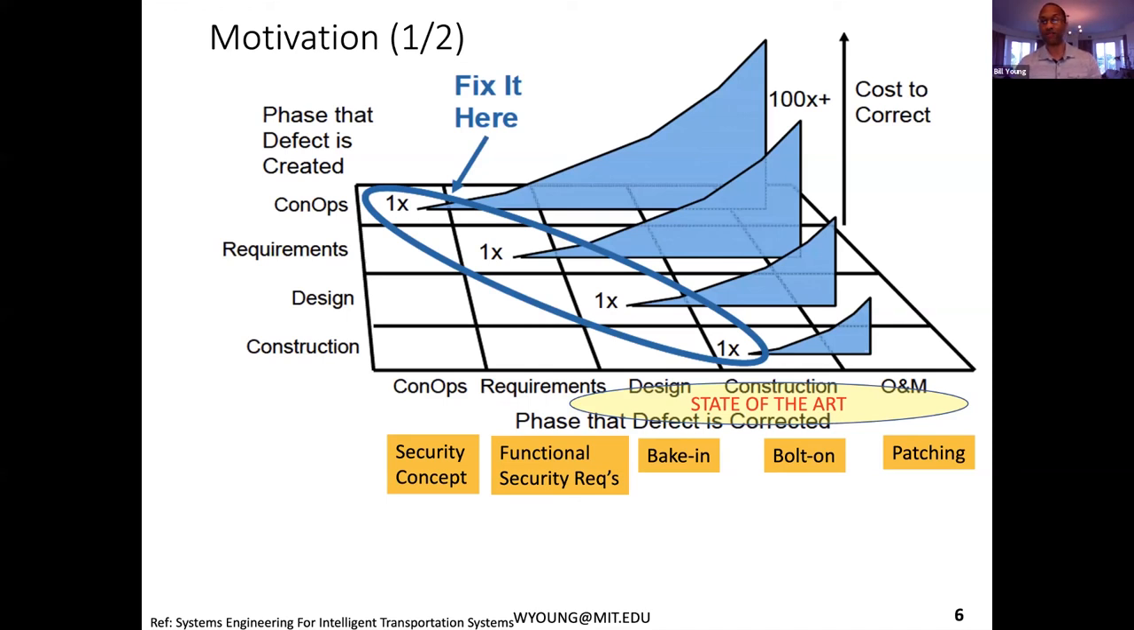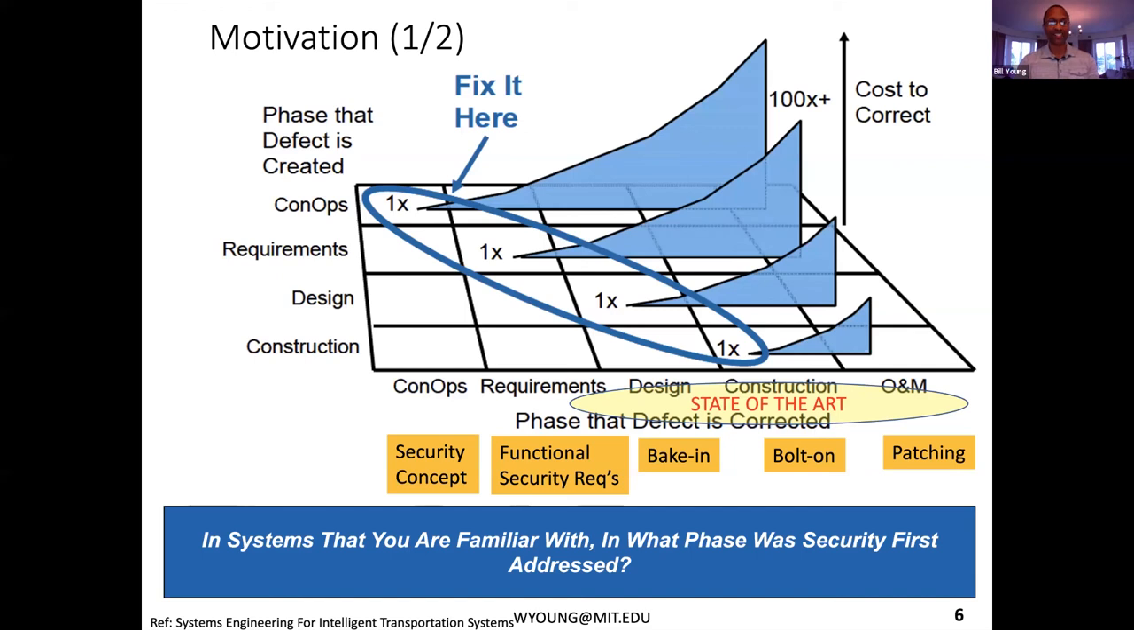But of course, the design is based on requirements and the requirements are based on your CONOPS. So if your requirements are flawed, wrong, incomplete, then your design is not going to be able to fix those things. It's kind of like, it's great to bake things in, but if your recipe is all wrong, it's really not going to help you and you're not going to get the meal that you're looking for.